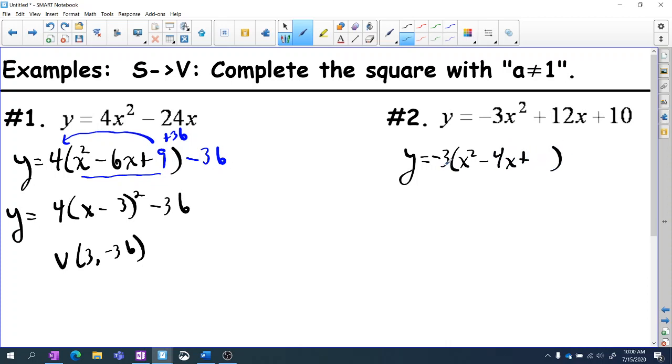Now notice you only take the GCF, greatest common factor, out of the x squared and the x term, not the number. Just leave the number.